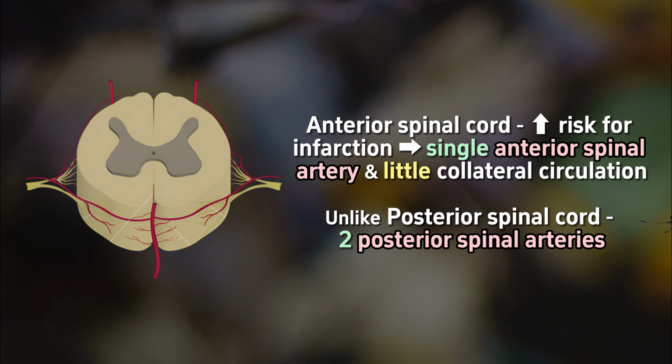The anterior spinal cord is at increased risk for infarction because it is supplied by the single anterior spinal artery and has little collateral circulation, unlike the posterior spinal cord, which is supplied by two posterior spinal arteries.